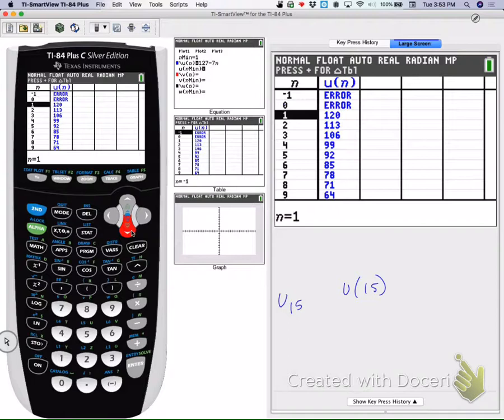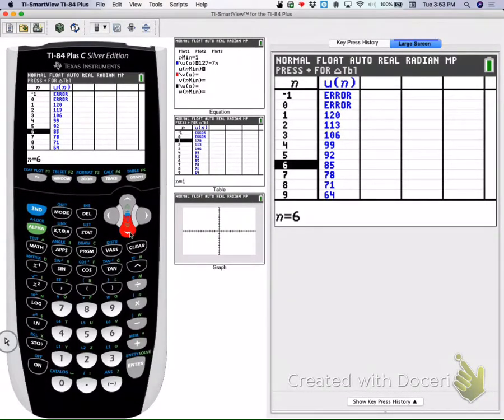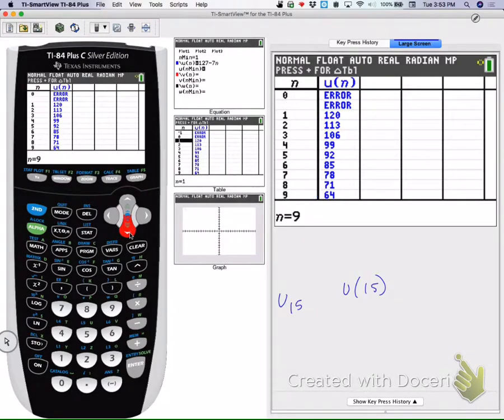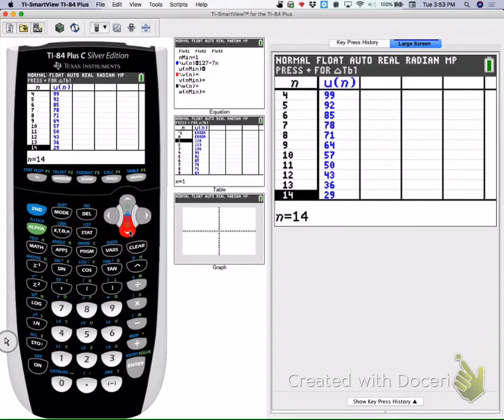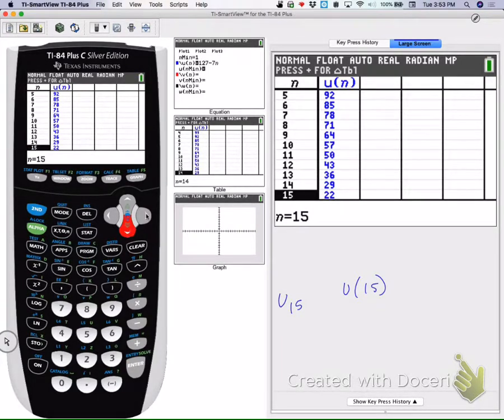Now we're starting at the first term, and you can scroll down. It takes a good bit of time to do that, so you can do something else, and I'll show you that here in a second. There's my 15th term: it is 22.